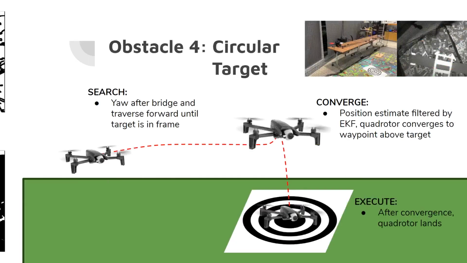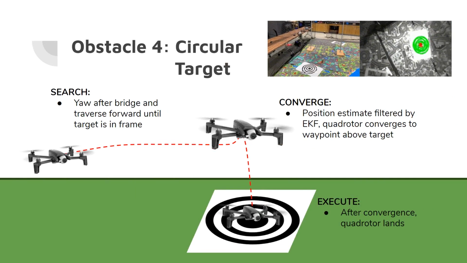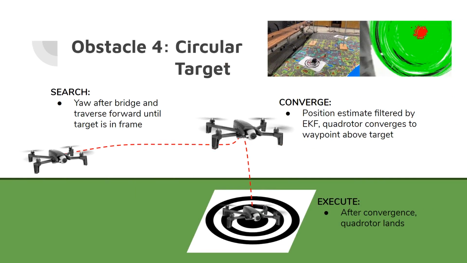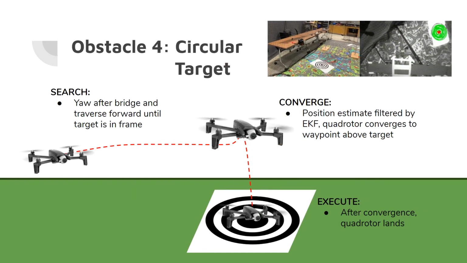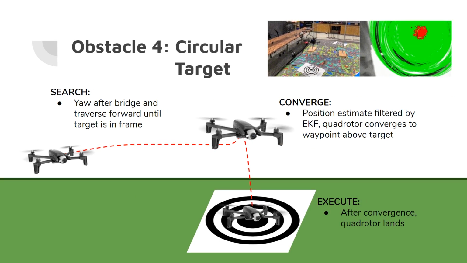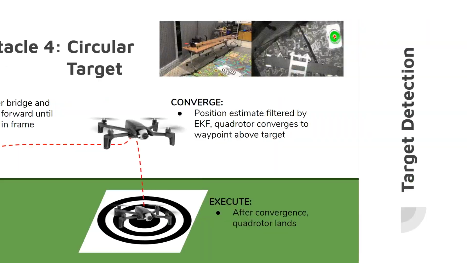The next task is to land on a circular target. Like the bridge search, a simple yaw and forward search until the target is in frame of the downward-facing camera is sufficient because the target location is generally known. After detection of the target, the quadrotor converges to a waypoint just above the target and then lands.